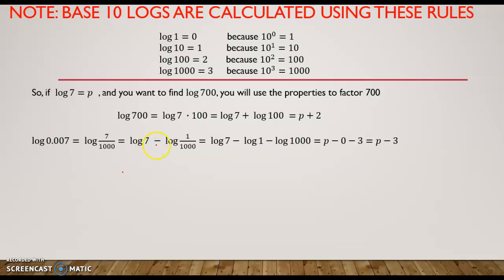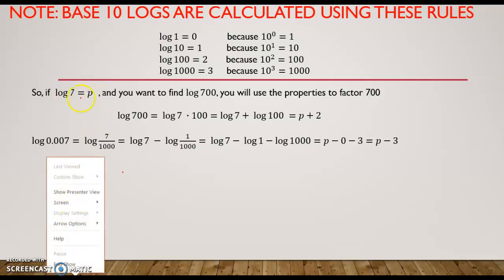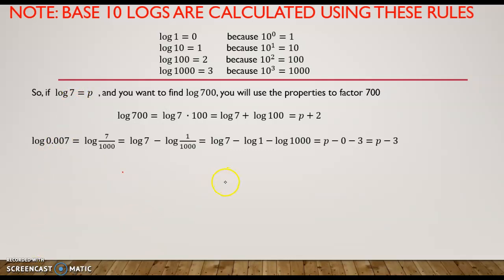So it'd be log 7 minus log of 1 over 1,000. So you'd end up with this. Now, log of 7 is actually one you can find. It's not like you can't. In this problem, we let it be a p, but it also has an actual number if you're doing what we've got here.